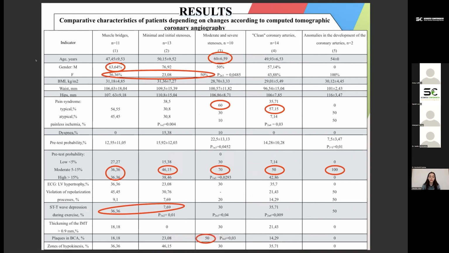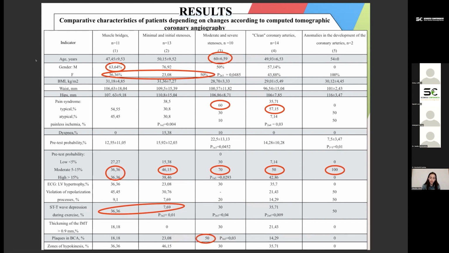Dear colleagues, please look at the general table. In group 1, male patients predominate. The pretest probability within the proportion differences was moderate to high. Transient depression of the STT segment in group 1 is more common than in group 2. Group 2 was dominated by patients with moderate pretest probability.